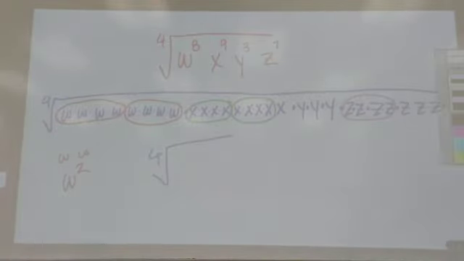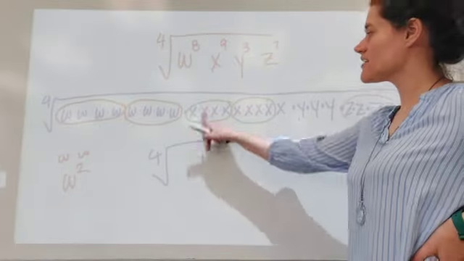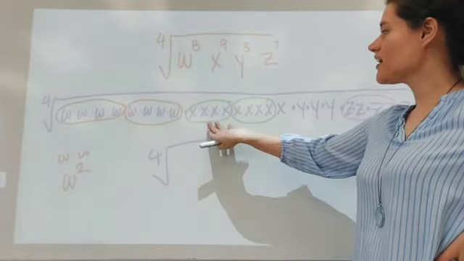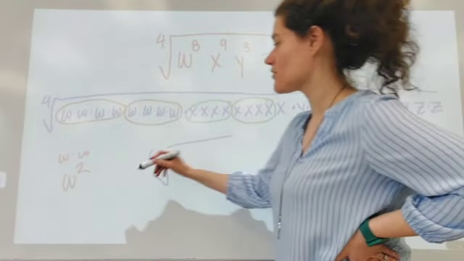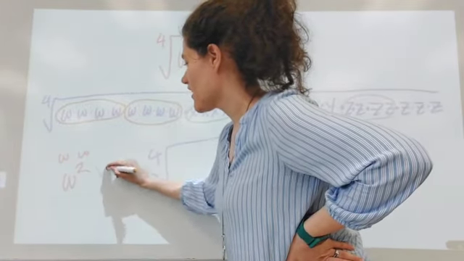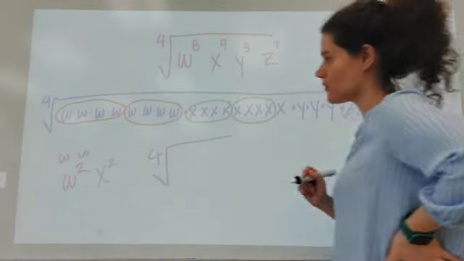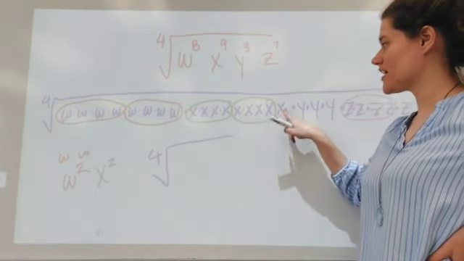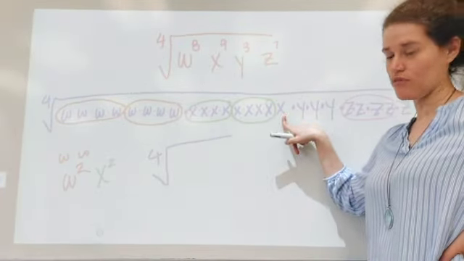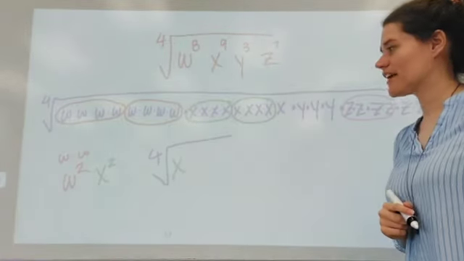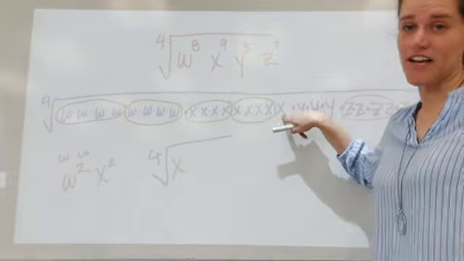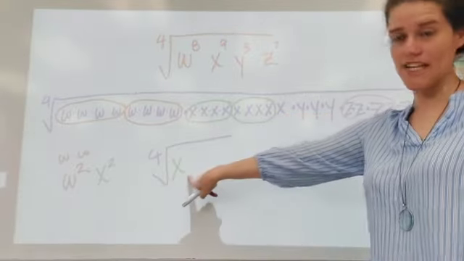Now let's look at the X's. Here I've got 2 groups of 4 for the X's. So again, that's going to be X squared there, but then I have one X that's left over. So that X can be there, still left on the inside because it didn't have a match, so it stays in there.